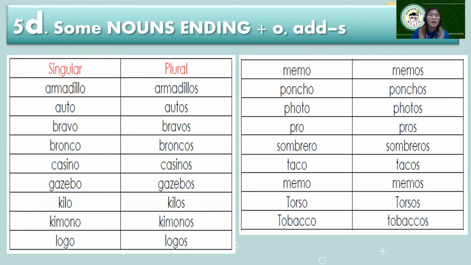So again, these are nouns that are not following the consonant plus O rule. Rather, these are exemptions to the rule. Meaning to say, even though it's consonant plus O, just simply add S. Okay? So I hope that you are not confused with this. That's the reason why it is placed in this video, so that you can review and re-review in case we're going to have exams in the future.